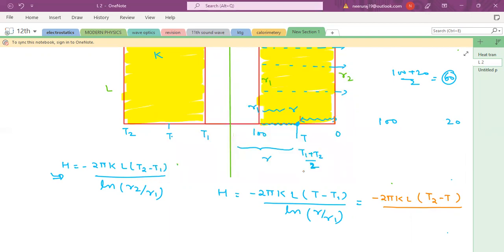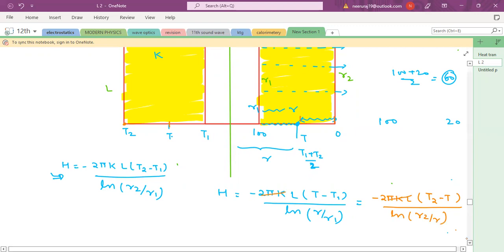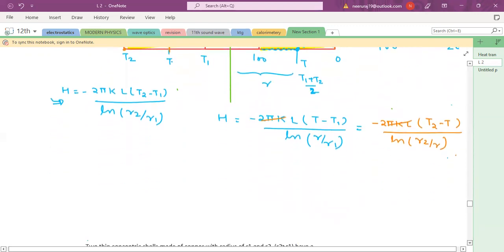Okay, so now I'm writing about this point and this point. Now the temperature is T2 minus T, divided by ln(R2 by R), to cancel out this part, and T can be written as (T1 plus T2) by 2.